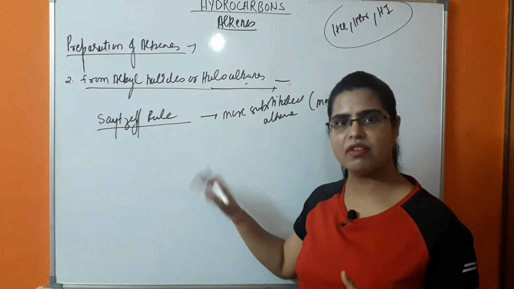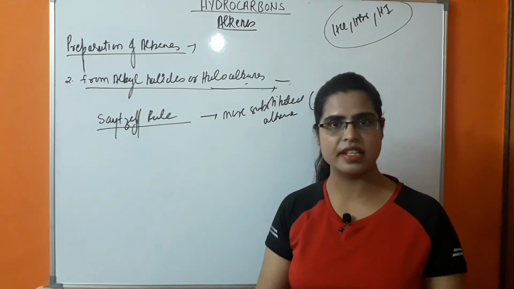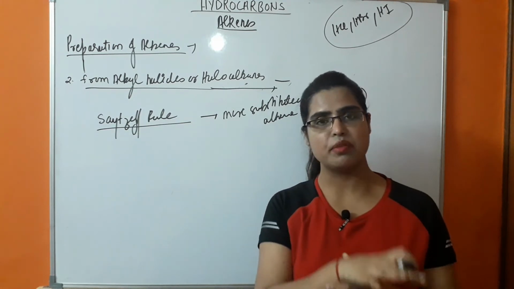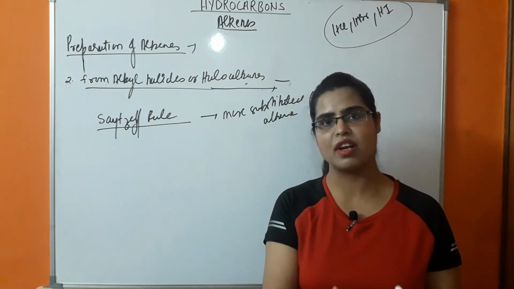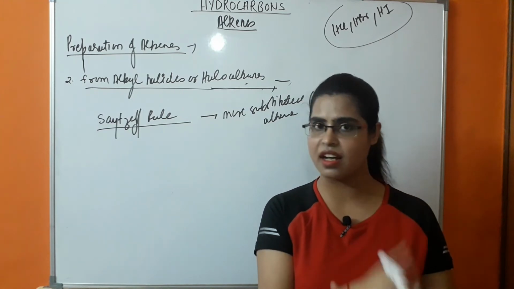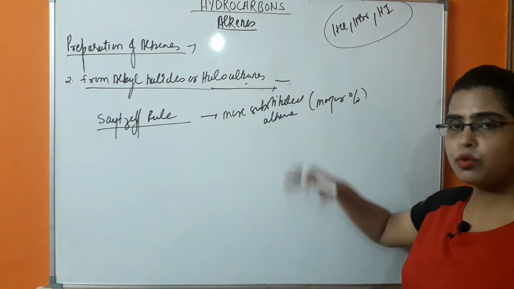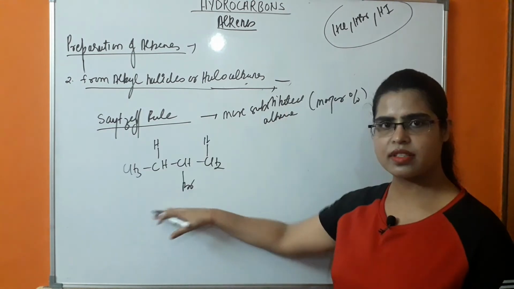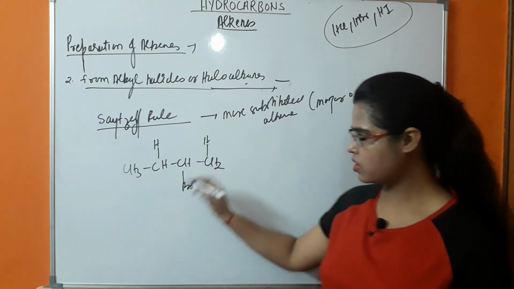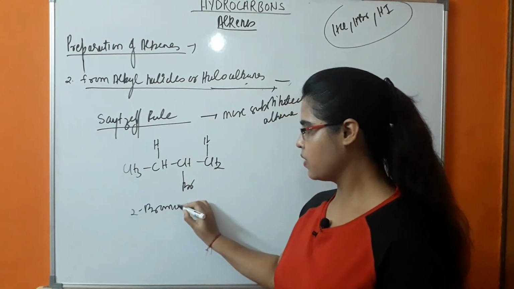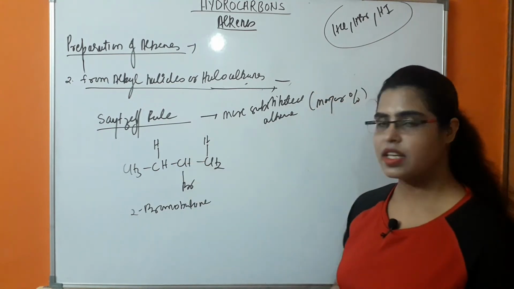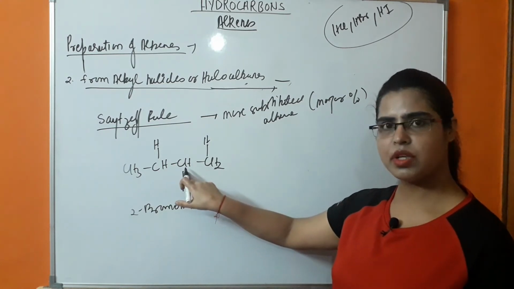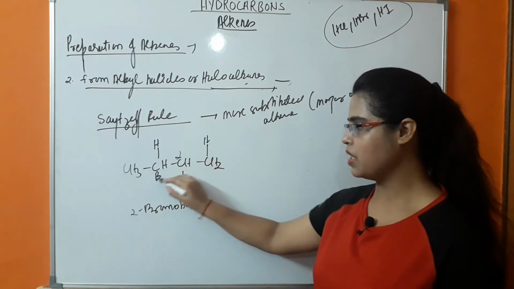And why is a mixture of alkenes obtained in this case? Because there are two positions of beta carbons present. It means there are two positions from which beta hydrogen elimination can occur. Because of that, two types of alkenes are formed. So this is the example. What will be the name of this compound? This is 2-bromobutane. In this case there are two beta hydrogens with respect to this carbon. This is the alpha carbon, so this will be beta.